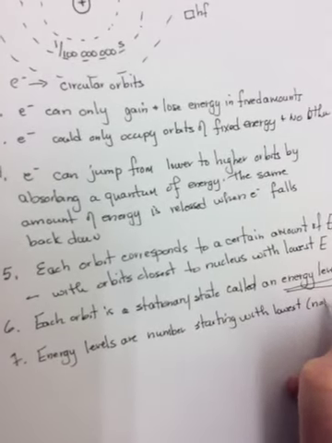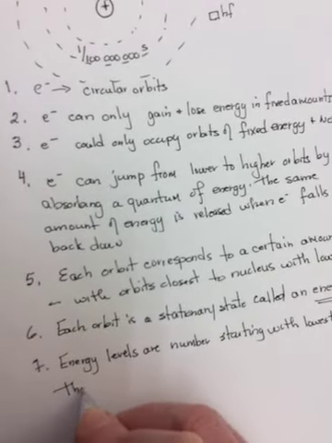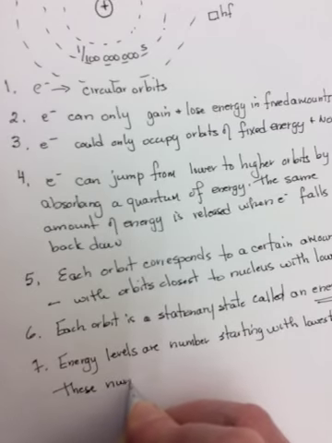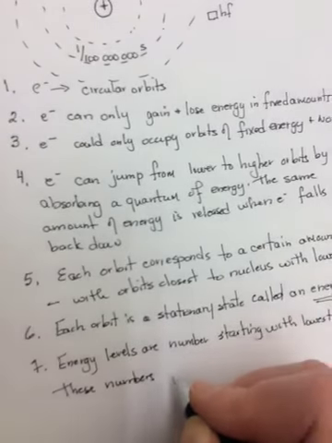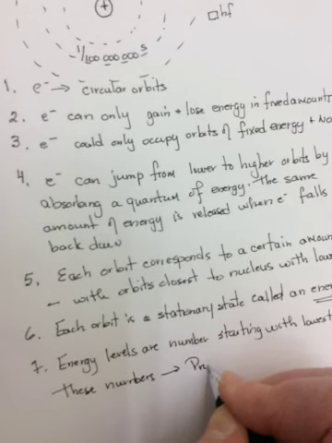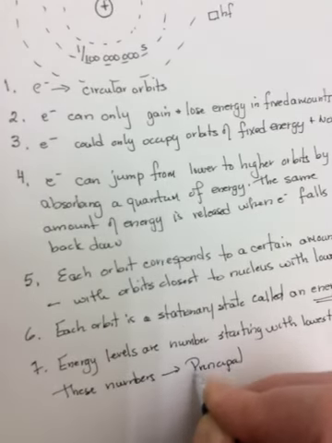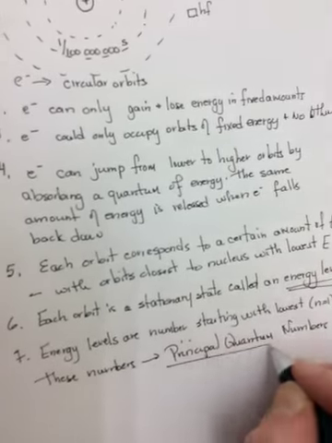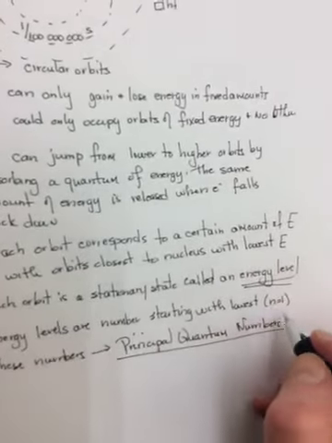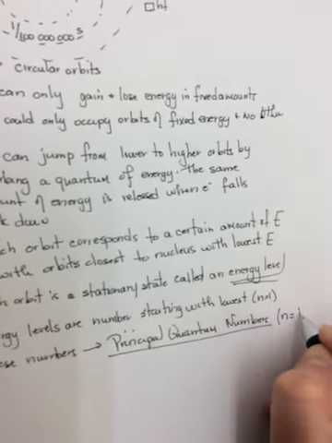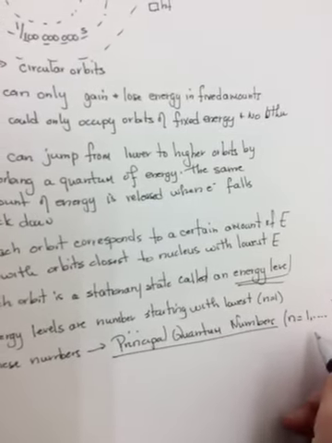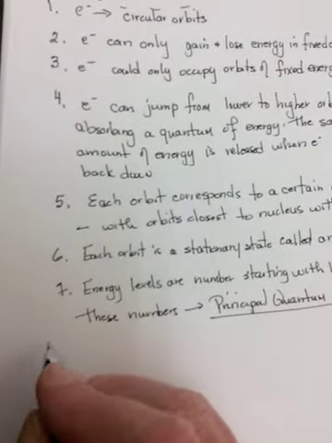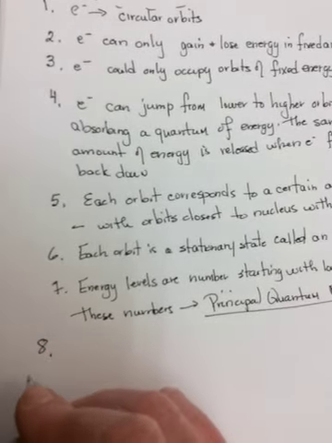He called that one n equals 1, then n equals 2, n equals 3, all the way up. And these numbers that he gave them are called the principal quantum numbers. The principal quantum number is n, so n equals 1 all the way up. That's his number 7 assumption.